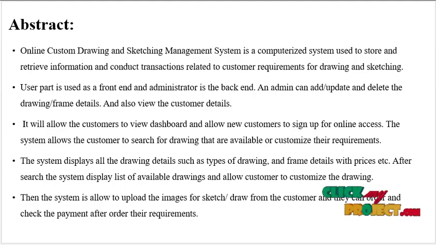The system allows the customer to search for drawings that are available or customize their requirements. The system displays all the drawing details such as types of drawing and framework details with prices. After searching, the system displays a list of available drawings and allows the customer to customize the drawing. Then the system allows customers to upload images for a sketch or drawing, and they can order and check their payment after ordering their requirements.